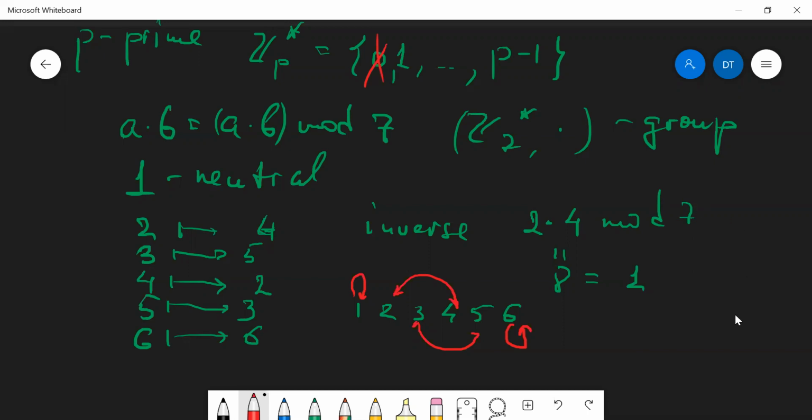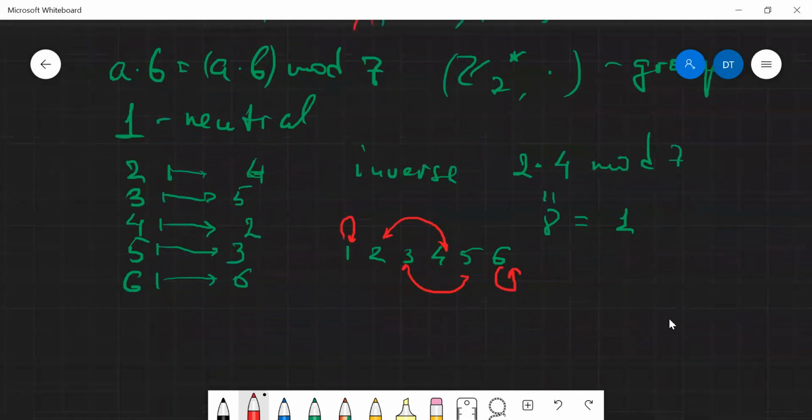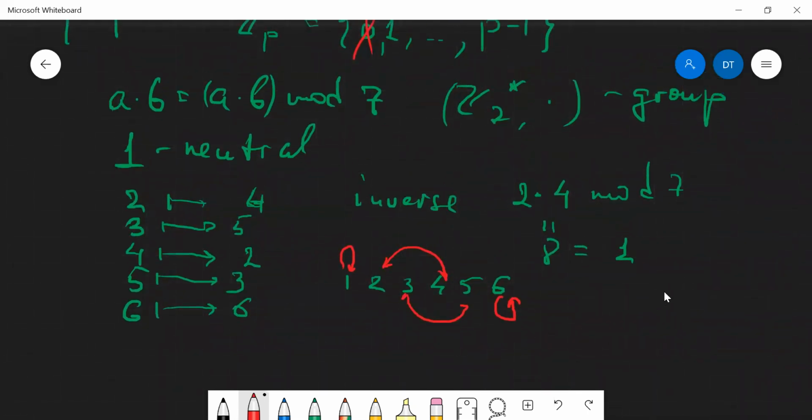0 is not in the set. There is no 0 here. 0 doesn't have an inverse with respect to this operation. Then is Z_P star a field? No, Z_P star is not a field. It's a group. It's not closed under addition. Z_P is a field.